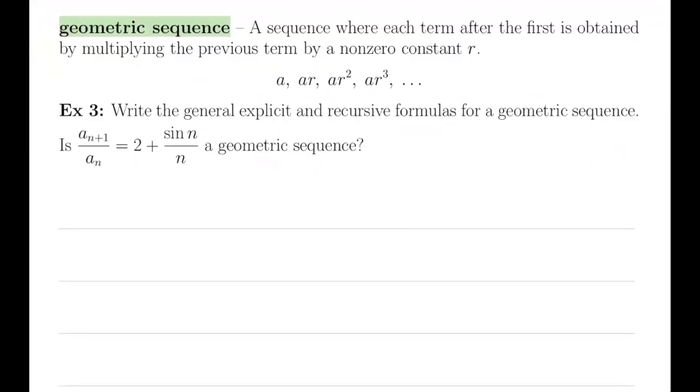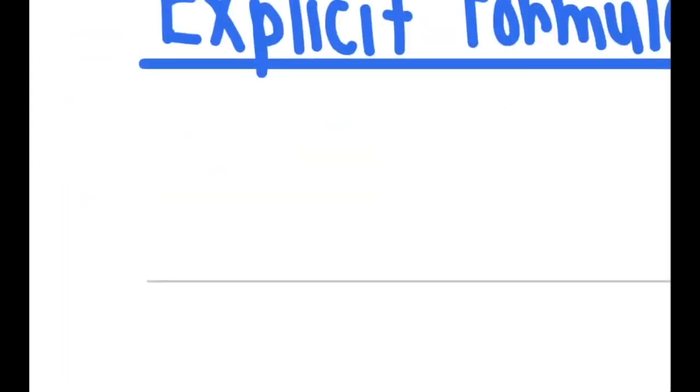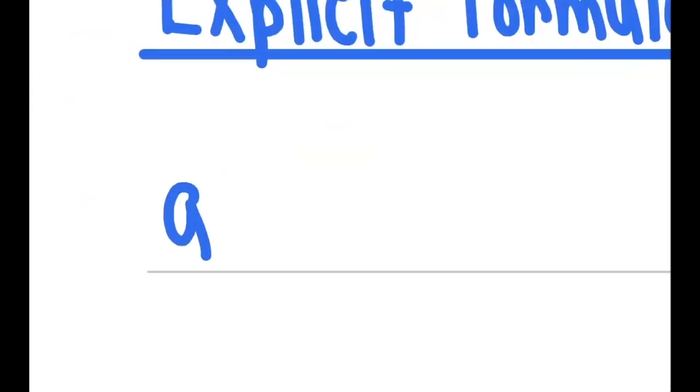So let's do example 3. Write the general, explicit, and recursive formulas for a geometric sequence. And then it gives this sequence here, and it's asking, is it a geometric sequence? So let's start with the explicit formulas. The formula changes a little based on how you start the index. So let me start the index at 1. So let's say the first term is a1, which is a.